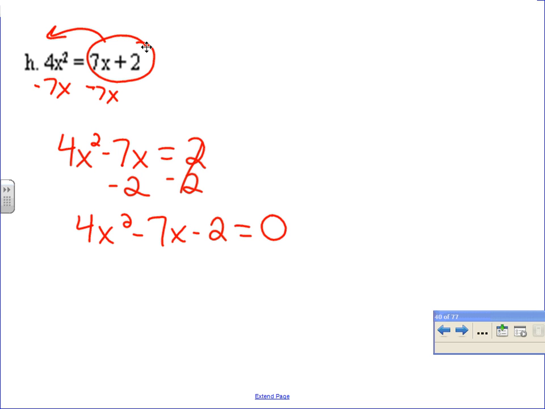Okay, so you don't have to finish that one unless you think you need extra practice. Letter G is the one I want you to make sure you have done on your own.